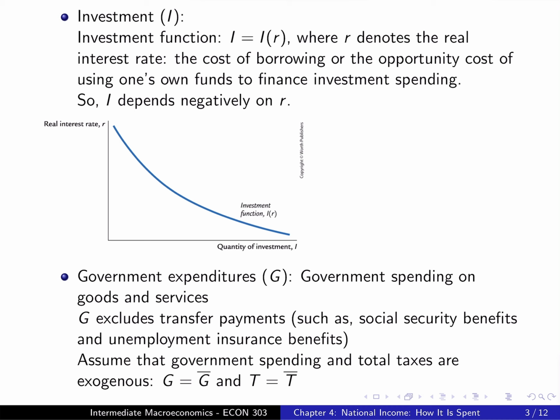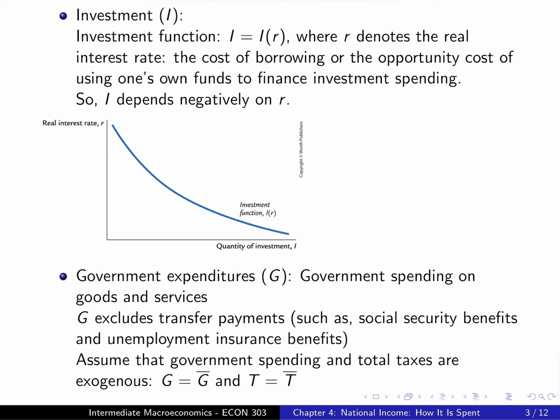Now refer to the graph here. It shows a downward sloping investment function. This visual illustrates that a higher R leads to a lower quantity of investment. The graph illustrates the investment function, which shows how investment responds to changes in the real interest rate R. The curve is downward sloping, indicating that as R increases, the cost of borrowing rises. As a result, firms reduce their investment spending, so the quantity of investment I decreases.